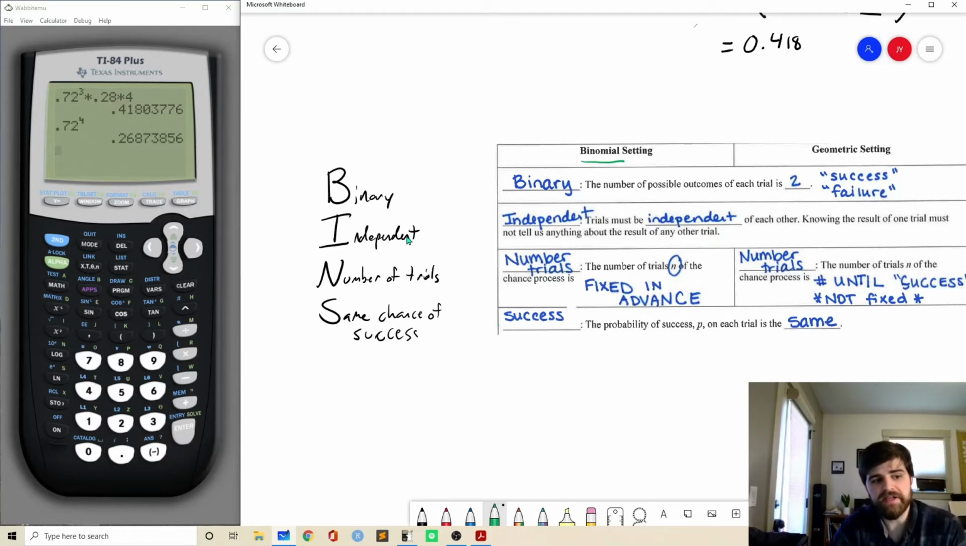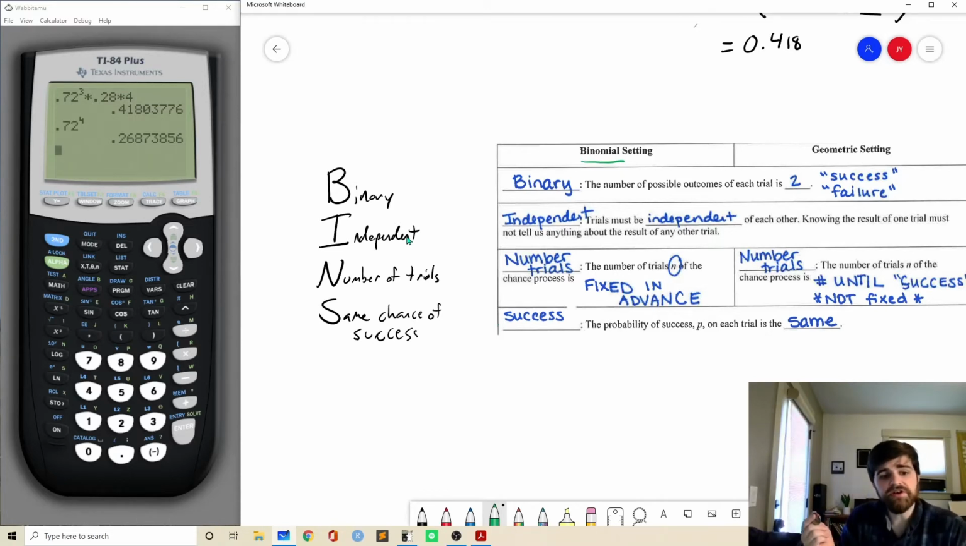The next requirement is independence. So when I flip the coin, we have independent events. Right? It doesn't matter what happens on the first flip. Knowing what happened on the first flip doesn't affect what happened on the second flip.